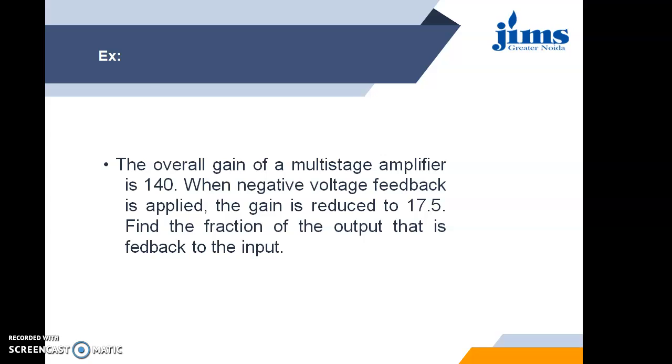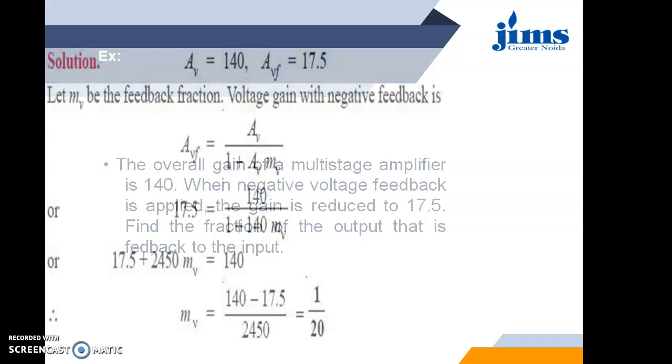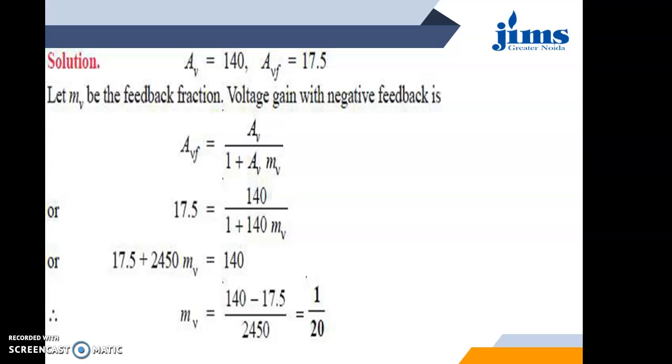Here the overall gain of the multi-stage amplifier is 140. When negative feedback voltage is applied, the gain is reduced to 17.5. Find the fraction of the output that is fed back to the input. So we have got voltage gain without feedback, which is 140, and gain with feedback, which is 17.5. Now we have to determine the feedback fraction, which is MV here. So again we will use the same formula, AVF equal to AV upon 1 plus AV MV. Here we have the two parameters AV and AVF, so we can determine MV.